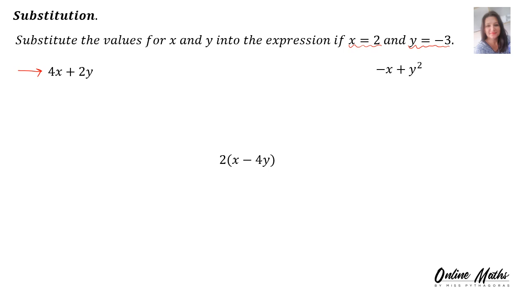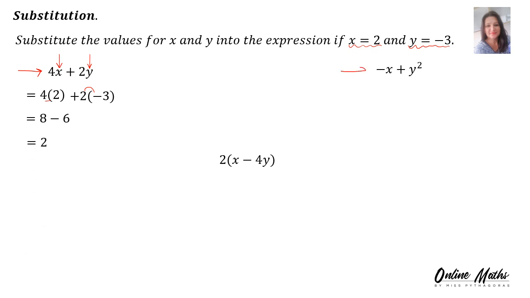And substitution is a very, very important skill in mathematics. So what we do is, in the place of x, we will substitute 2, because that was the given value for x. And can you see I used a bracket? Plus 2y, and now in the place of y I will substitute -3 inside a bracket, and then I will say 4 times 2 is 8, because a bracket means multiplication, and then plus 2 times -3 is -6, and then 8 minus 6 is 2.